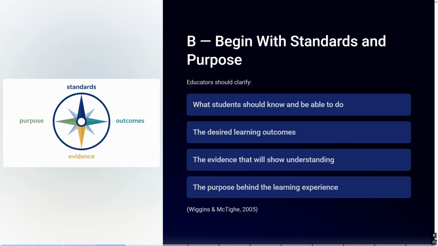The first step is to begin with standards and purpose. Effective design starts by identifying what students should know, understand, and be able to do. This connects to backwards design, which emphasizes beginning with desired results before planning instruction and activities. When educators start with purpose, learning becomes more focused. Students are more likely to understand the goal, and teachers are better able to align instruction and assessment to that goal. Wiggins and McTighe's work on backwards design supports this idea by encouraging educators to plan with the end goal and evidence of learning in mind.